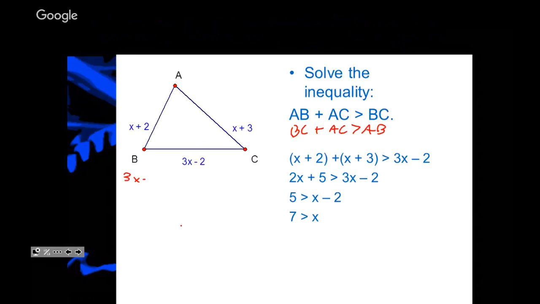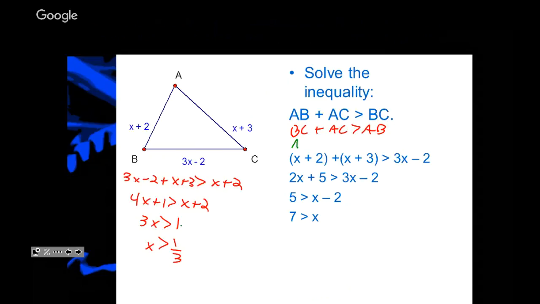we get 3X minus 2 plus X plus 3 has to be greater than X plus 2. And so we get 4X plus 1 is greater than X plus 2. 3X is greater than 1. X is greater than 1/3. So now we get a range. X is less than 7. X is greater than 1/3. But we haven't done every scenario here. We still got another scenario.